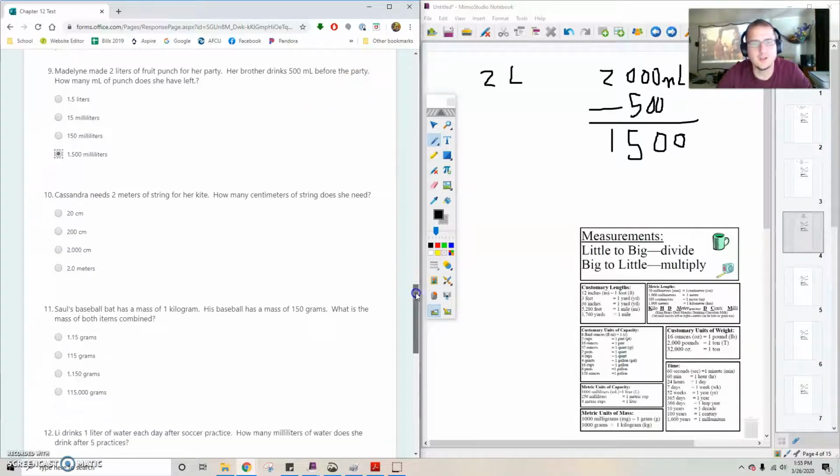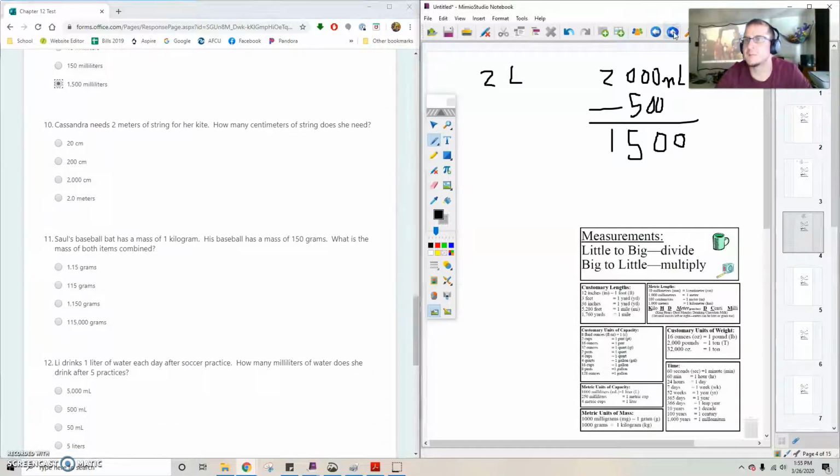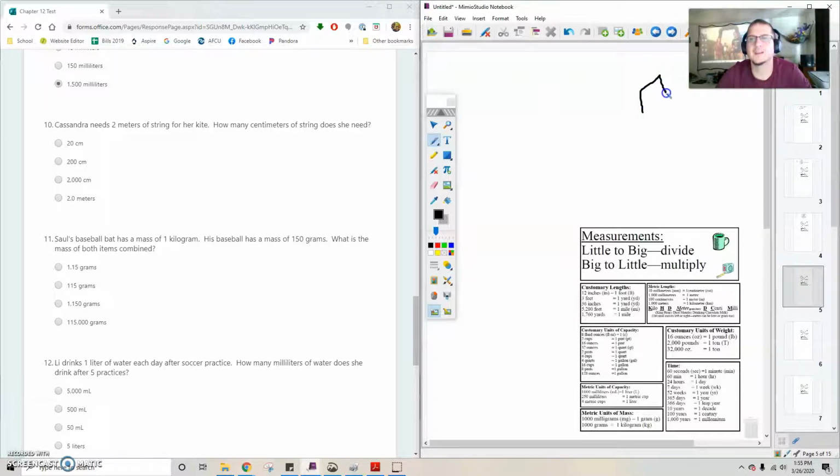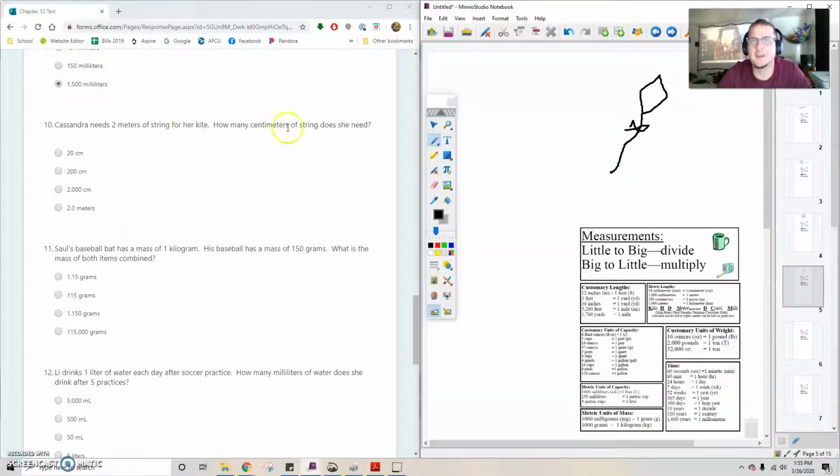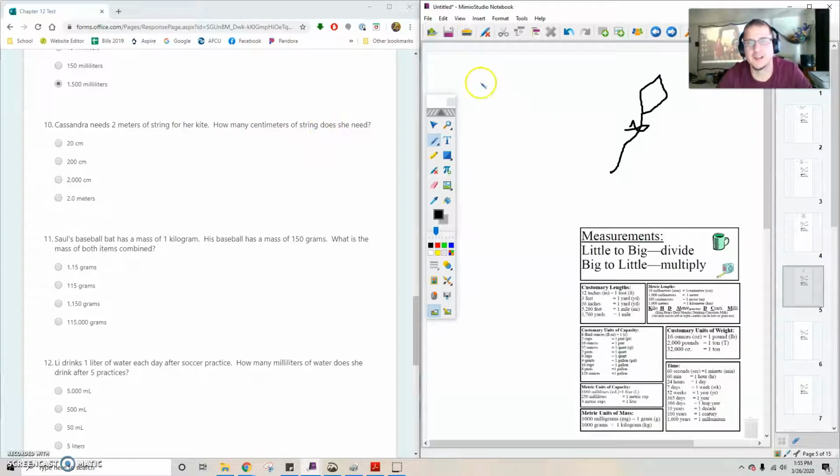Cassandra needs 2 meters of string for her kite. Yay, kite. Okay, she needs 2 meters of string for that kite. How many centimeters of string does she need?